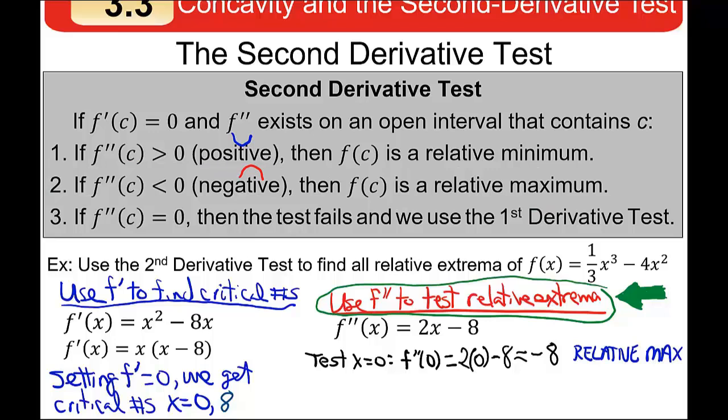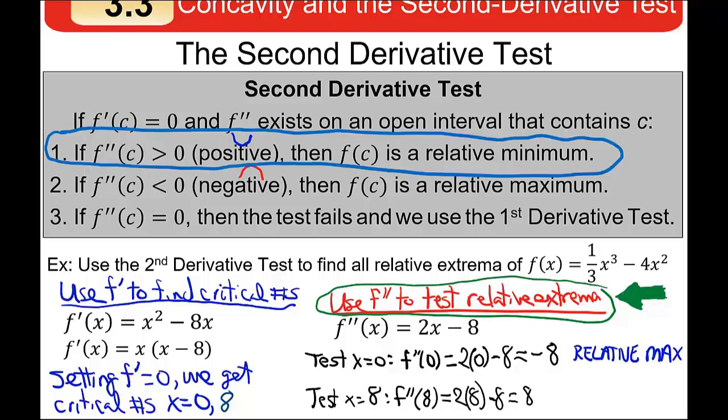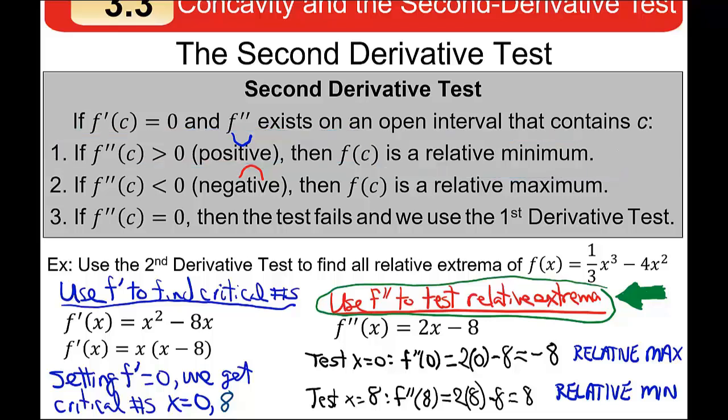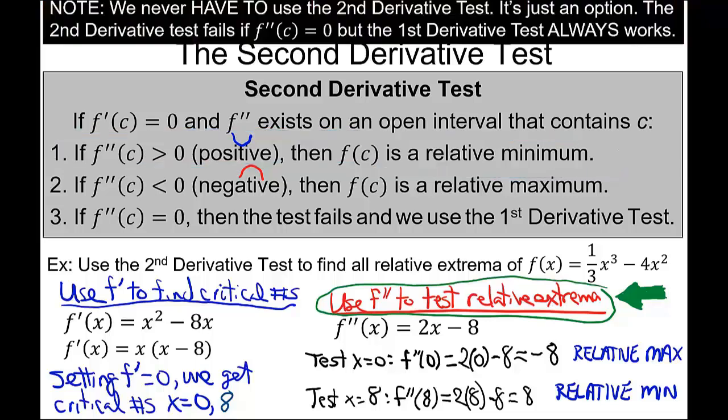Then we do the same thing with the second critical number, which is 8. Plug 8 into the second derivative. That tells us the concavity is positive because we come up with an 8. That's a positive number. The second derivative test says if the second derivative is positive, then you found a relative minimum. It really is just that simple as long as the test works. If it doesn't work, you have to go to the first derivative test, and you can choose to always use the first derivative test. The second derivative test is just an option.